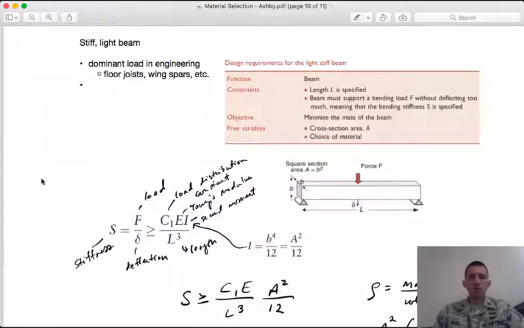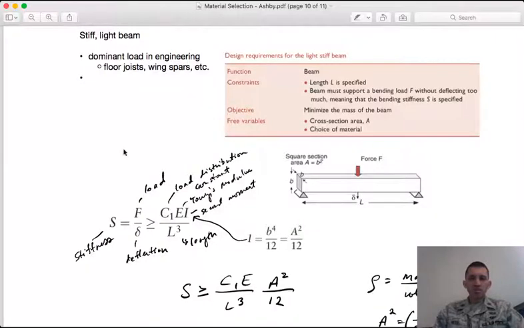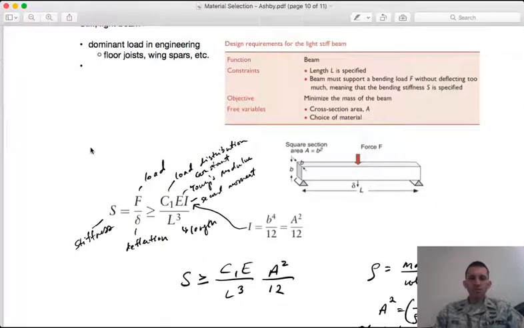illustrate a point. And so our design methodology here, again, our function is a beam. It's going to hold a load. And then the constraints, typically the size of the beam has been dictated. The size of the part has been given to us. So L is specified, and also the load that needs to be supported has been specified, as well as how much deformation, deflection is allowed. So that defines the load and the stiffness of the beam.